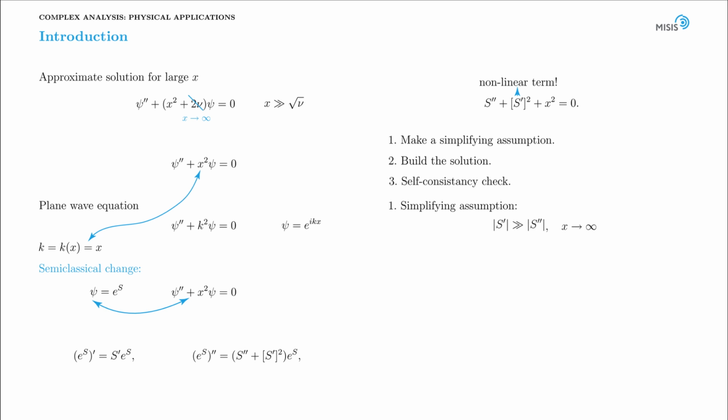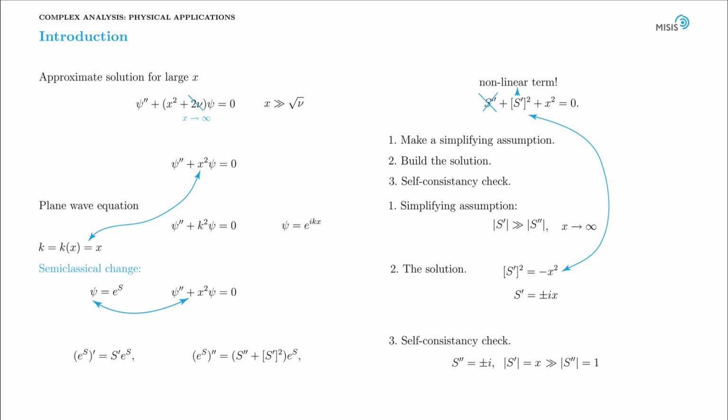So here is our simplifying assumption. Suppose that the first derivative is much greater than the second one at large x. This assumption allows us to drop the term with the second derivative, and the equation immediately becomes trivial. We solve it for s. At this stage, we can already check if our simplifying assumption is satisfied. The second derivative is simply plus minus i. And indeed, s prime modulus is much greater than s prime prime modulus. So we are on the right track.